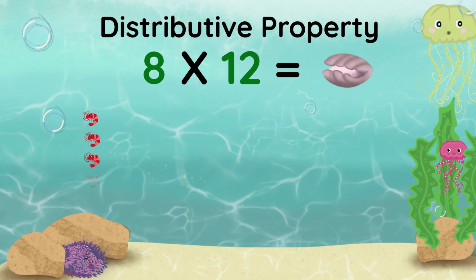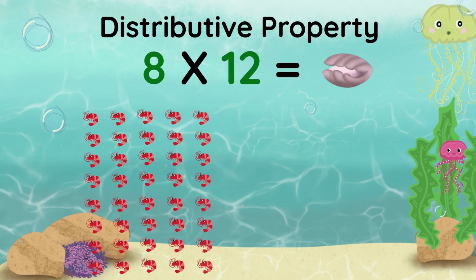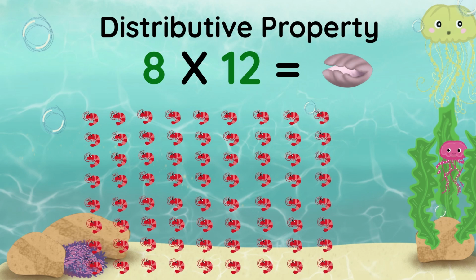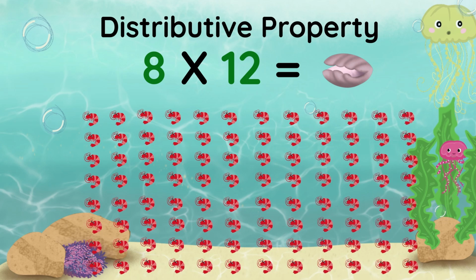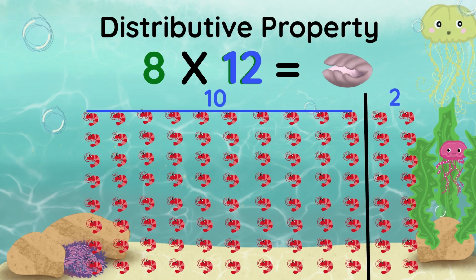1, 2, 3, 4, 5, 6, 7, 8. 8 rows and 12 columns. First, I will cut 12 into two smaller parts, 10 and 2. Next, I will multiply. Instead of 8 times 12, I will have 8 times 10 and 8 times 2.